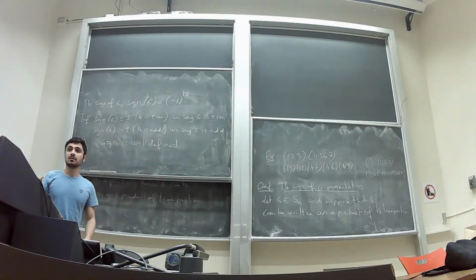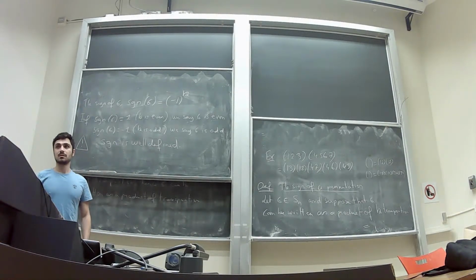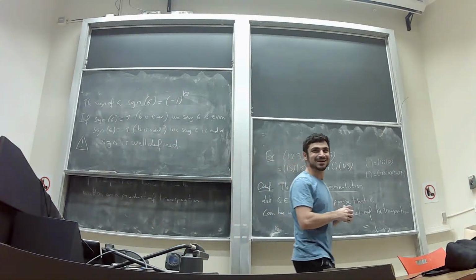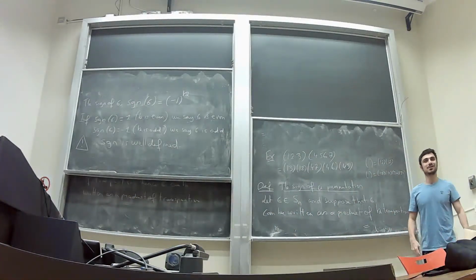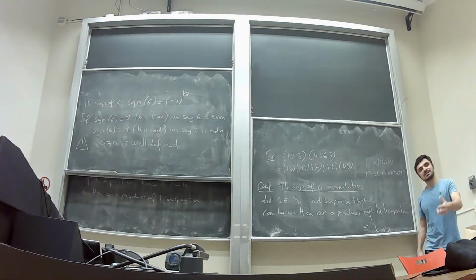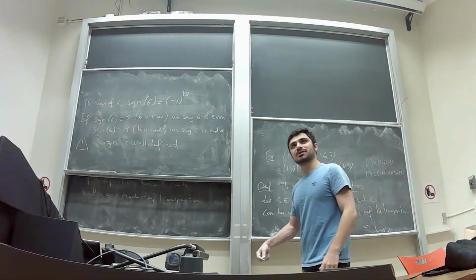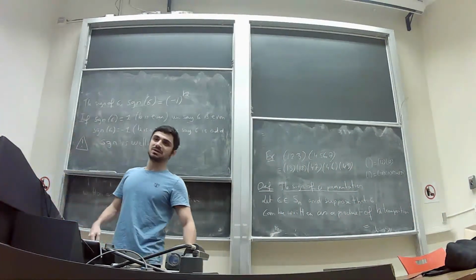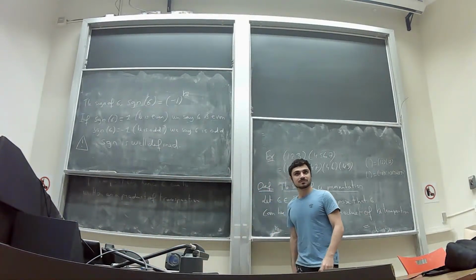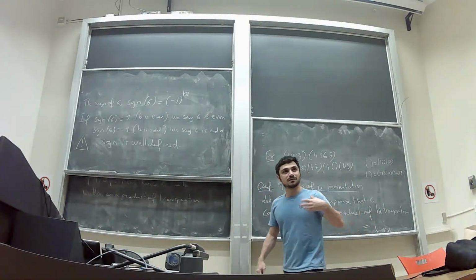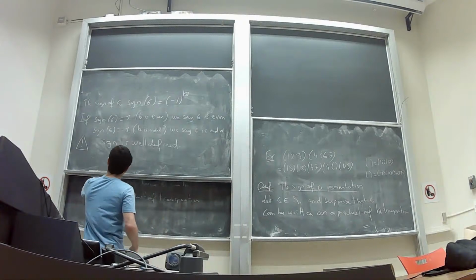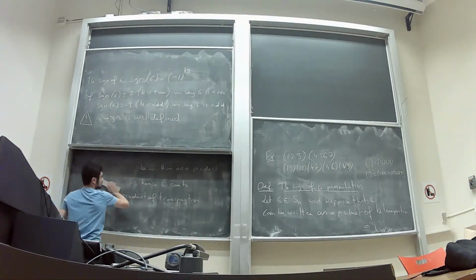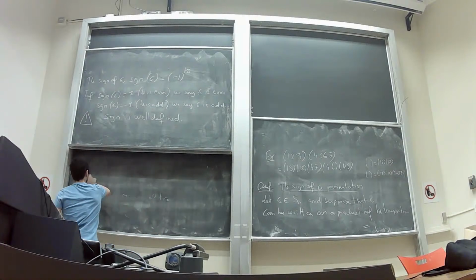Is there a way to prove that the identity cannot be a product of 3 transpositions? Yes, in your next homework you have to prove it. If the identity can be written as a product of transpositions, then the number of transpositions must be even.